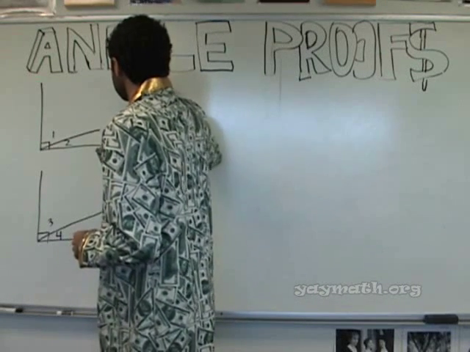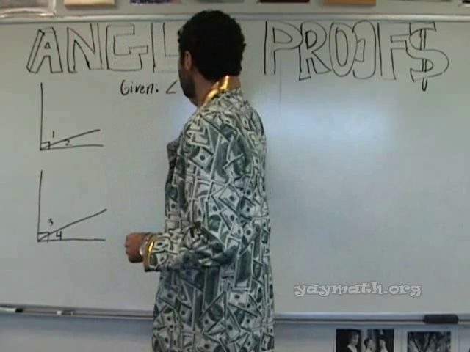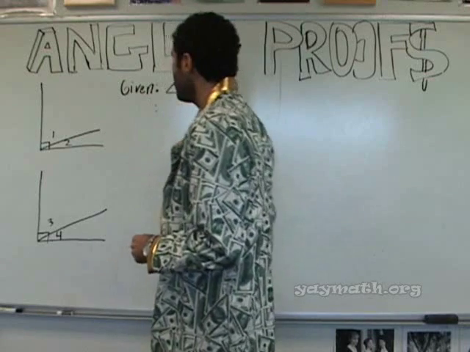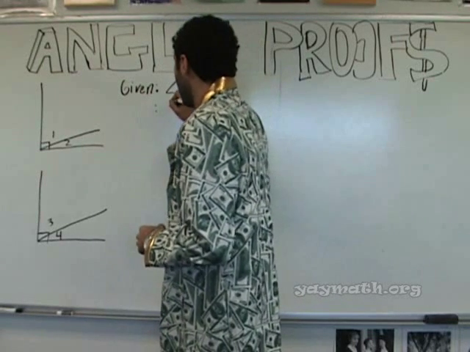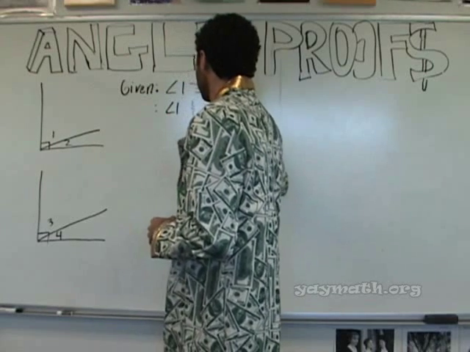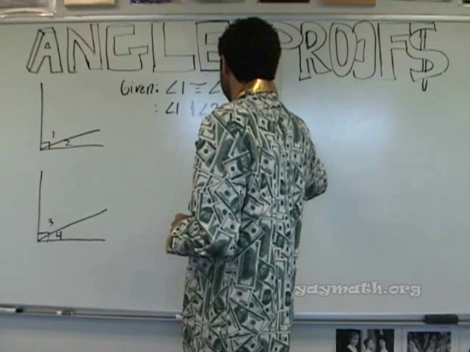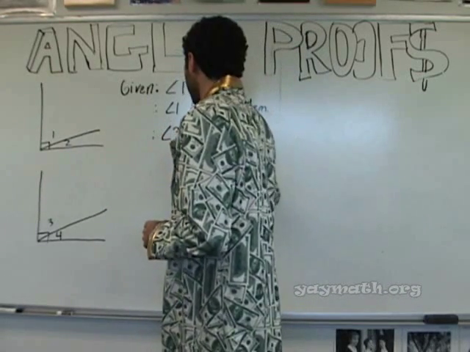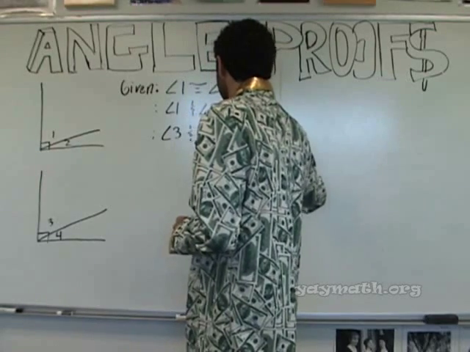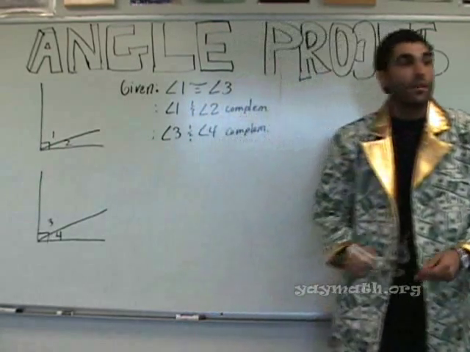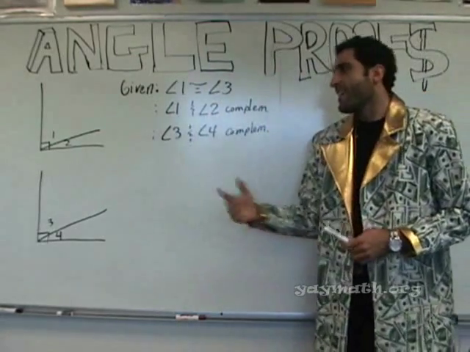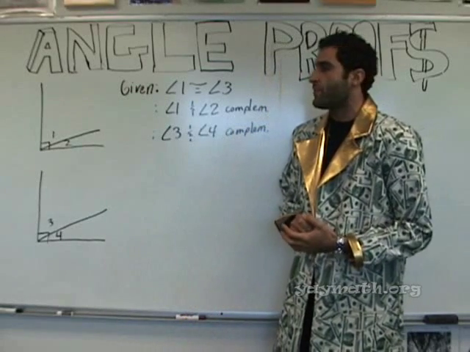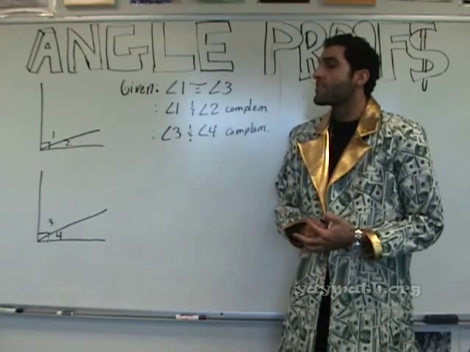We have a given. Angle 1 is congruent to angle 3. Okay, another given. We'll say angle 1 and angle 2 are complementary. And we say angle 3 and angle 4 are complementary. That's obvious. Well, yeah, the picture is given to you to help you, but I'm glad it's obvious for you if you see that. Okay? So, check it out.